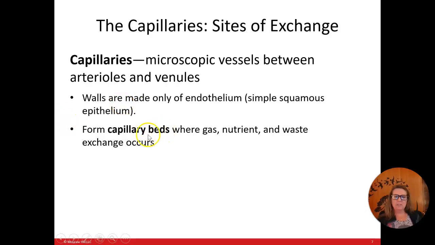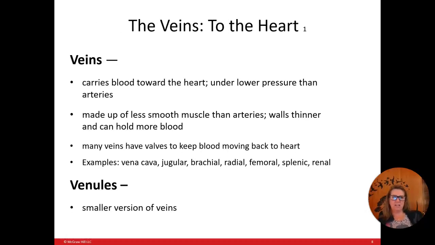All right, so at those capillary beds, as I mentioned in a previous slide, that's where we're going to have the gas exchange, drop off O2, pick up CO2, at least in the body. Nutrients are dropped off and waste is picked up. All right, so we've done that in the capillaries. Now we have to essentially get the blood back to the heart.